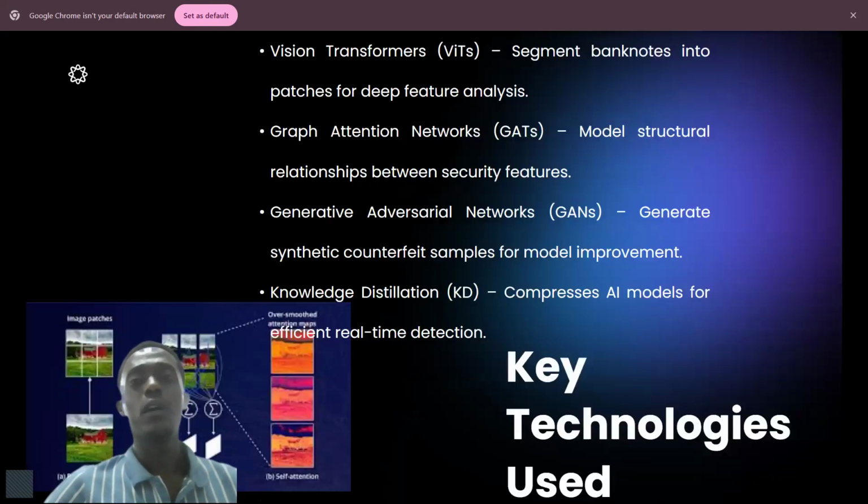Some of the algorithms or models we will be implementing are vision transformers, graph attention networks, generative adversarial networks, and knowledge distillation. I'll be taking you through some of them, and then my colleague will come in along the way and conclude the presentation.